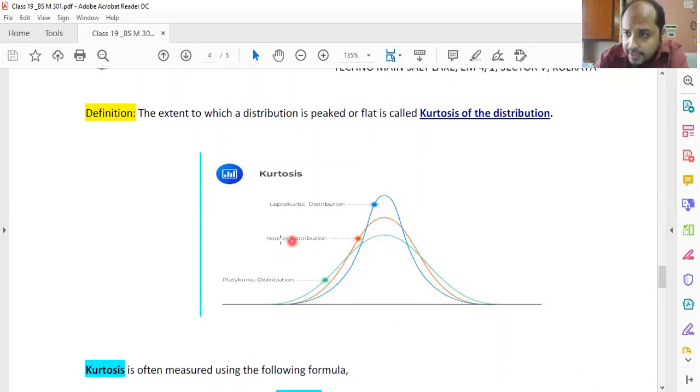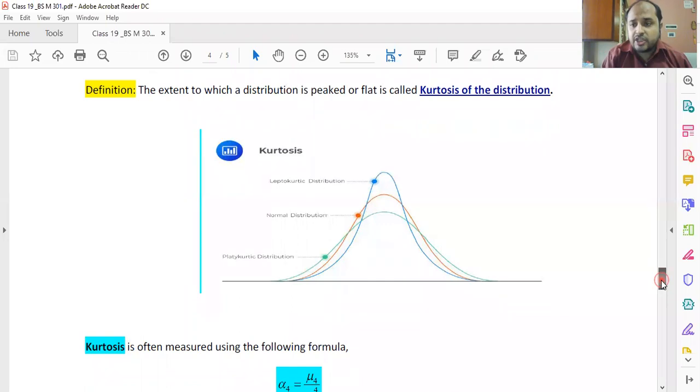The correct representation of this brown colored curve should not be "normal". All of these curves are normal, but the correct word here is mesokurtic. So kurtosis measures how much the curve is peaked. Okay, how much the curve is peaked. Just like skewness calculates how much the curve is skewed, kurtosis measures how much the curve is peaked.